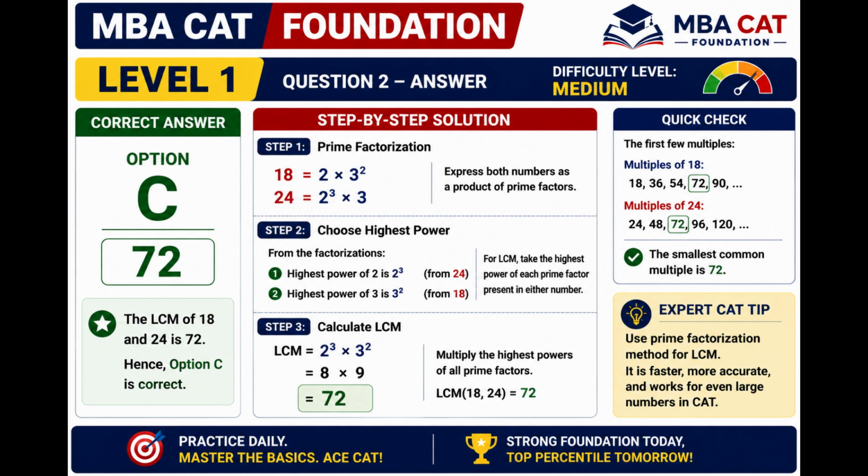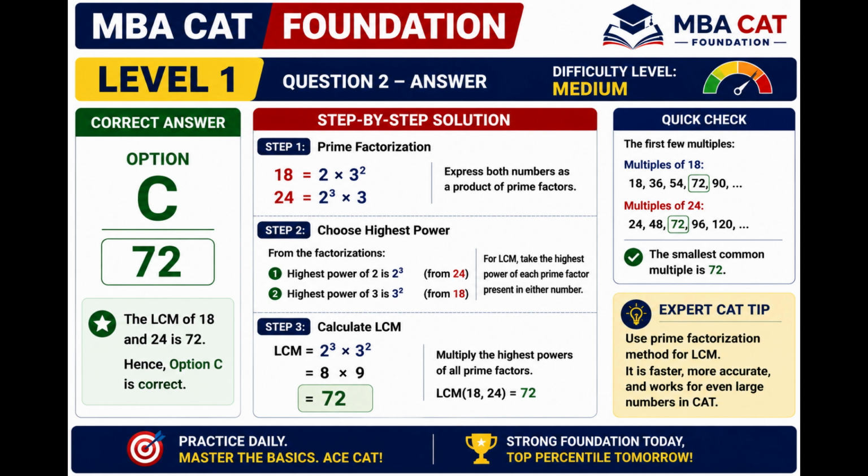Medium white star expert CAT tip. For small numbers, you can list multiples to find the LCM. But in the CAT exam, numbers are often much larger. In those cases, prime factorization is the quickest and most accurate method. A simple rule to remember is, for LCM, choose the highest powers of the prime factors. For HCF, choose the lowest common powers of the prime factors. Keeping this difference in mind will help you solve number system questions faster and with greater confidence.